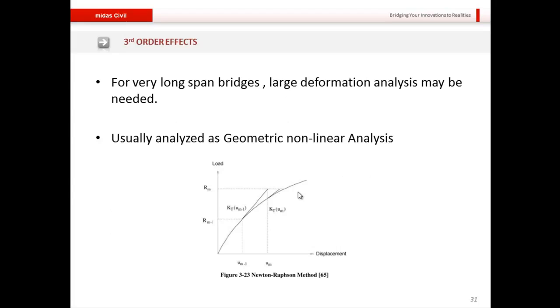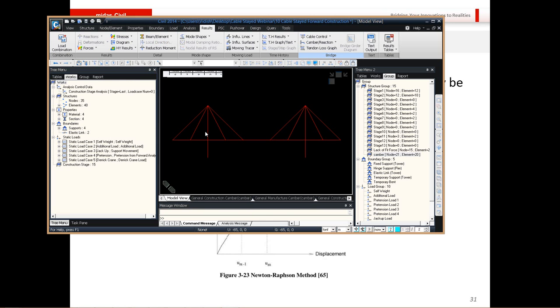And finally, coming on to third order effects. For a very long span bridge, the large deformation analysis may indeed need to be done. This is usually done by analyzing it using the geometric nonlinear analysis, and this figure that I have pasted on the slide is one for a very famous analysis method, the Newton-Raphson method for geometric nonlinear.